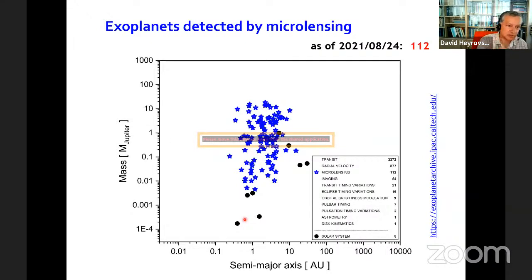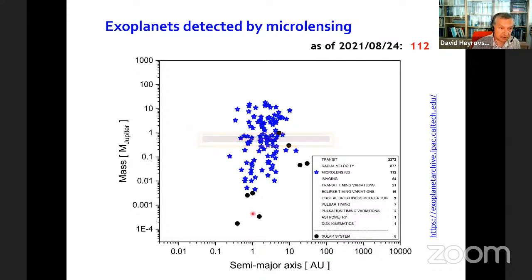As I mentioned in the abstract, today we have about 130 planets detected by microlensing. I put this figure together last August, so there are only 112 planets. But it's interesting to look at the scatter plot of the distribution of the detected planets by semi-major axis and by mass, on logarithmic scales. This is mass in Jupiter masses, so here is 1 Jupiter mass. And this is semi-major axis in astronomical units, so here is 1 astronomical unit.